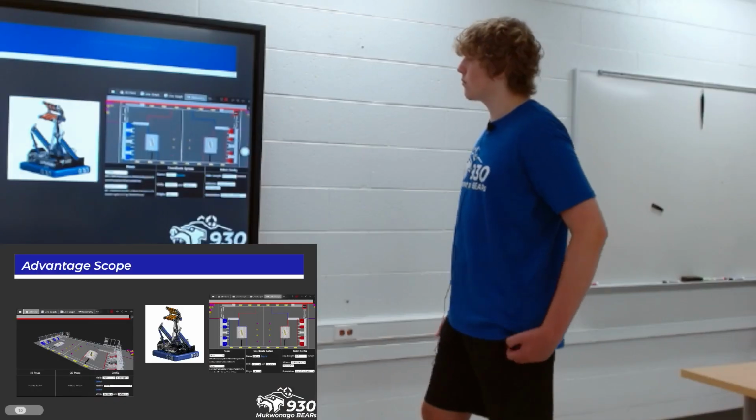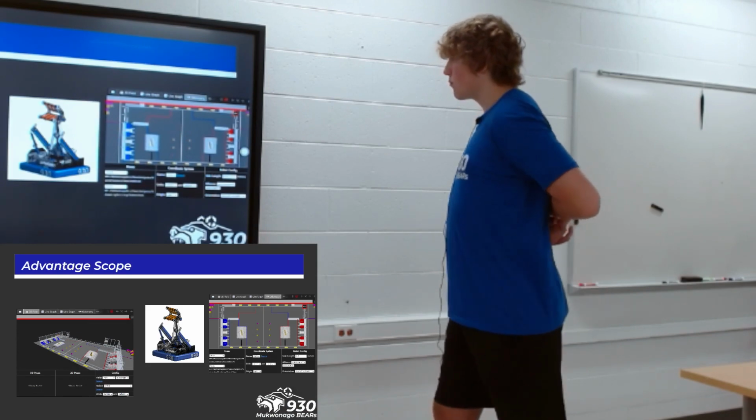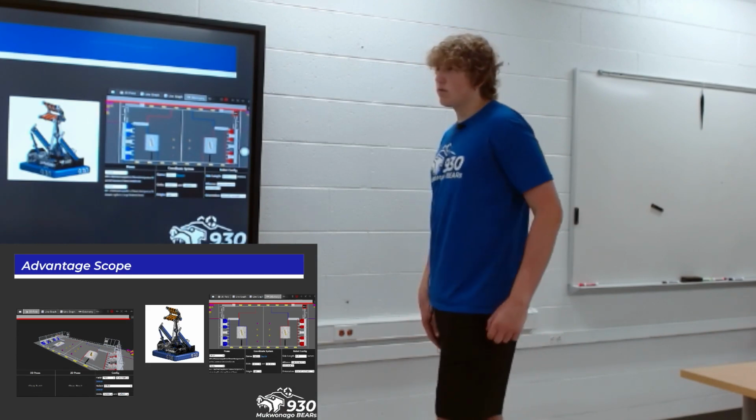You can see the odometry again, and you can put in a CAD model of your robot into the 3D field. Does anybody have any other questions for AdvantageScope?